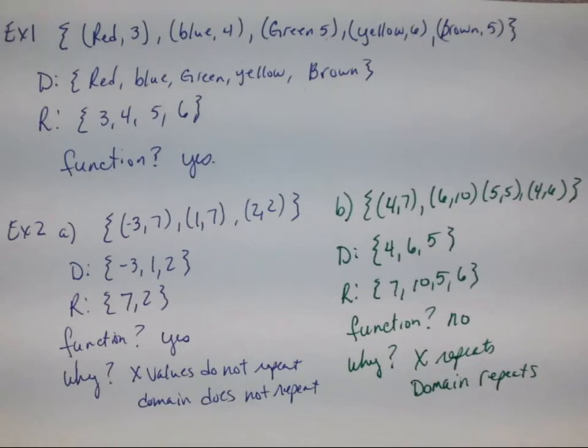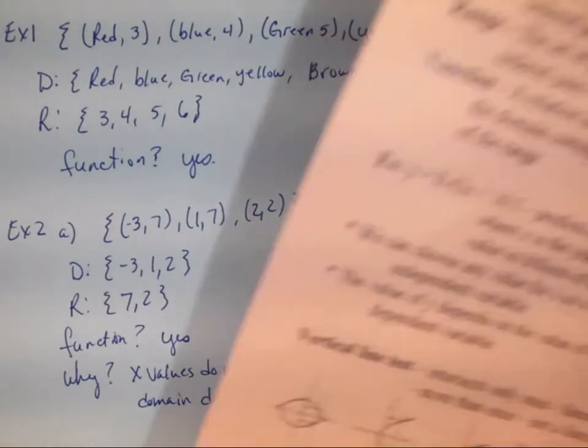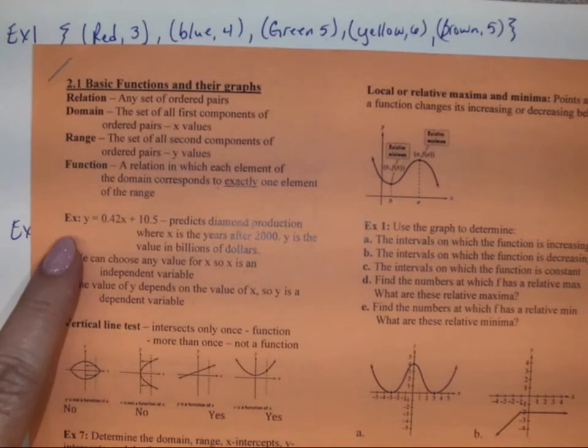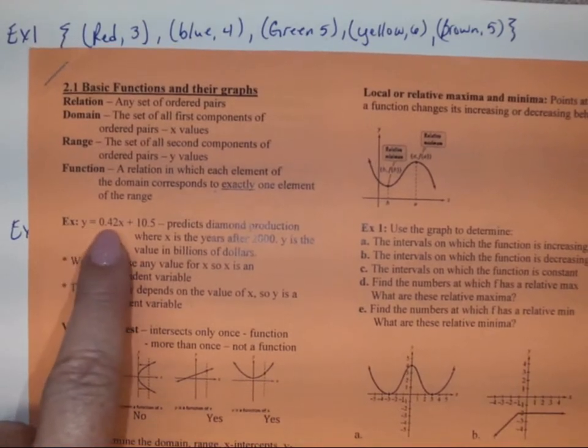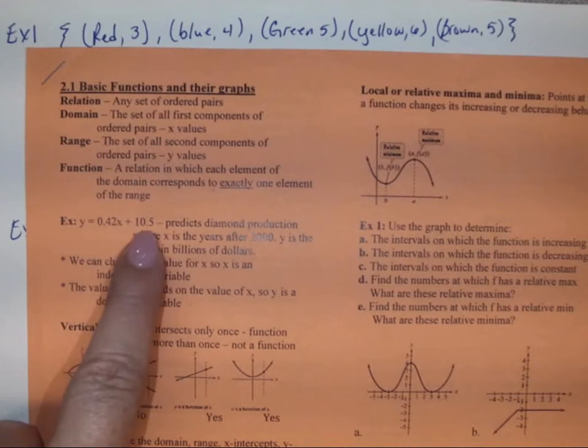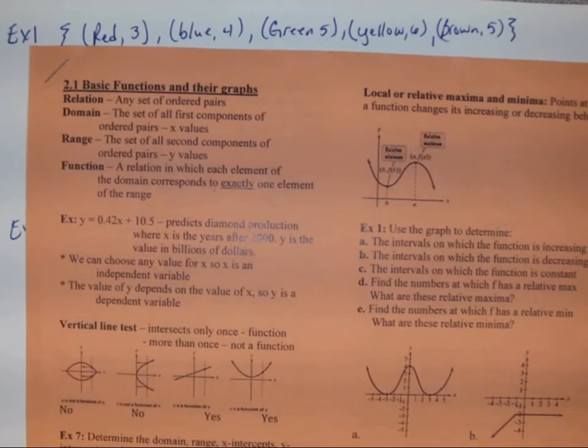All right, so functions as equations. If we look here, we're looking at y is equal to 0.42x plus 10.5. We are told that we are predicting the diamond production, where x is the years after 2000 and y is the value in billions of dollars. So in this, we could choose any value for x.